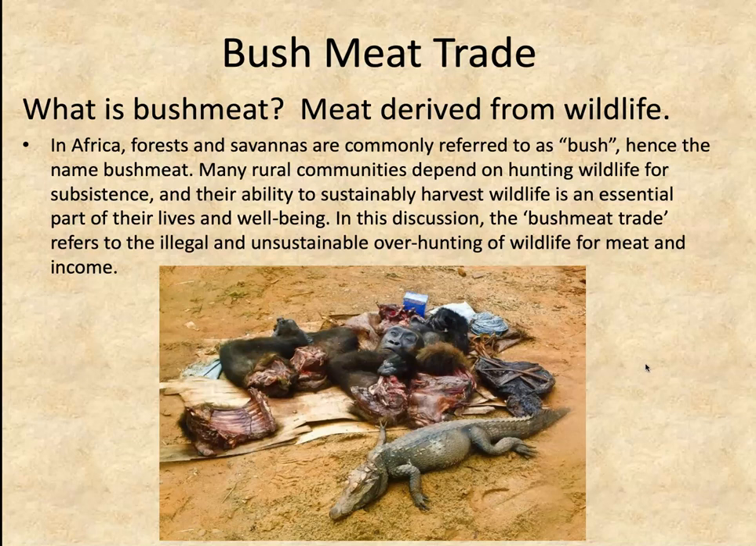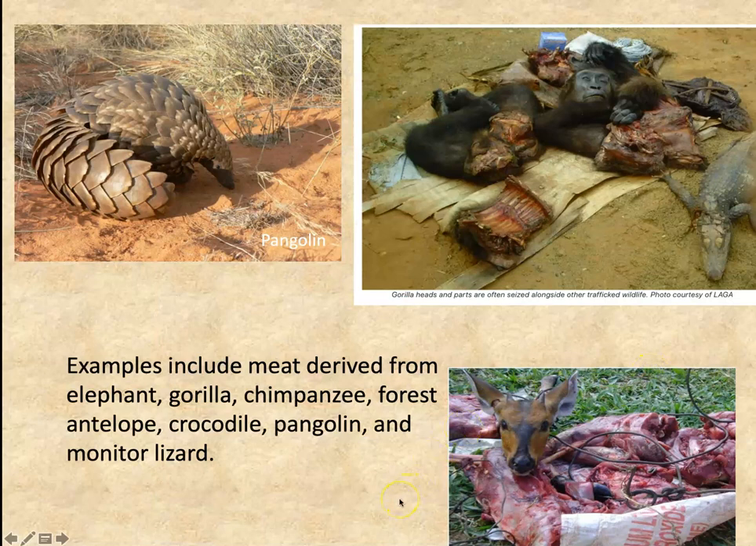In Africa, forests and savannas are commonly referred to as bush, hence the name bushmeat. Many rural communities depend on hunting wildlife for subsistence, and their ability to sustainably harvest wildlife is an essential part of their lives and well-being. In this discussion, the bushmeat trade refers to the illegal and unsustainable overhunting of wildlife for meat and income. Examples include meat derived from elephant, gorilla, chimpanzee, forest antelope, crocodile, pangolin, and monitor lizard.